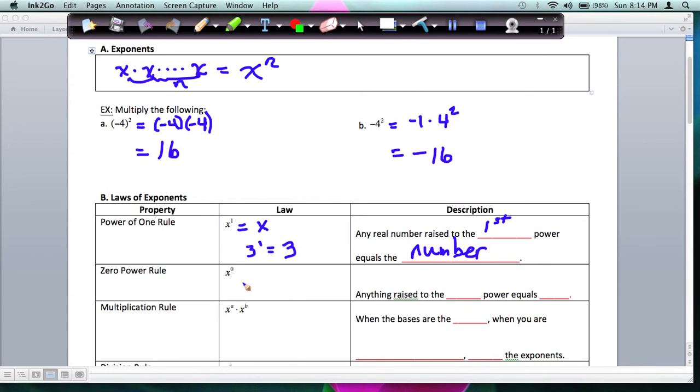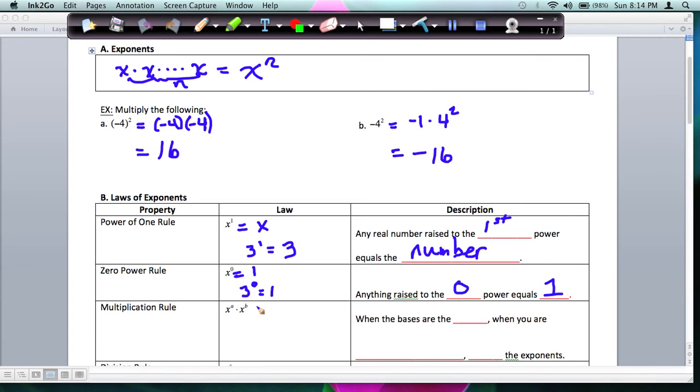The other one is the zero power rule, and this says anything to the zero power. If you went on your calculator and took 3 to the 0 power, try that right now, what you should get on your calculator is 1. So anything raised to the 0 power equals 1. And when we get to a property down below, I'll explain to you why that's the case.